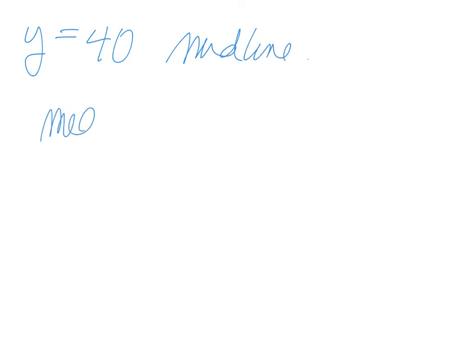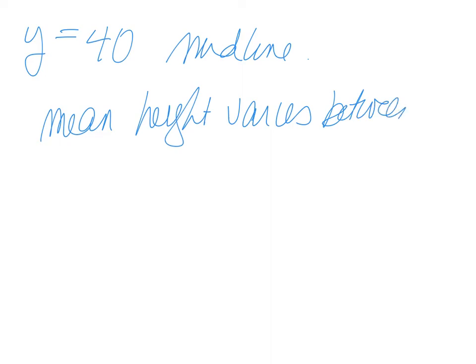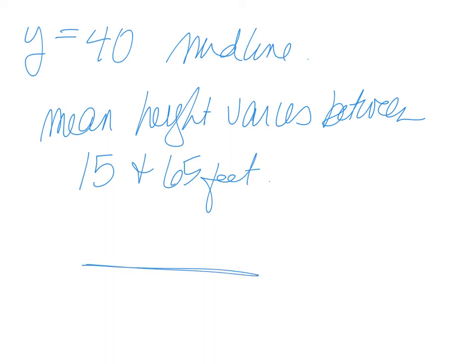New slide. Here, the equation of the midline is y equals 40. Okay, which means the height varies between 15 and 65 feet. So we really just have 40, and we do a plus 25 up and a minus 25 down to get 65 and 15.